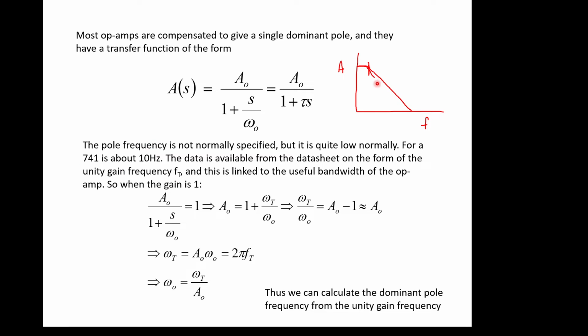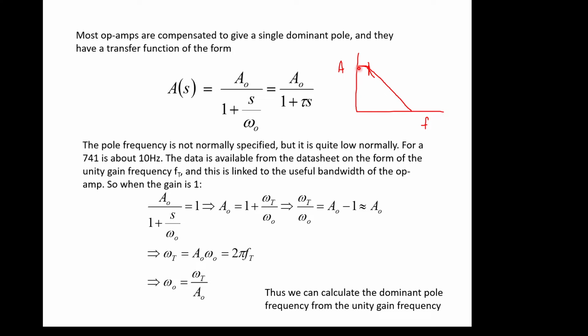Now, it'd be nice to know where this pole frequency is, but it's not normally specified on data sheets, and it's quite low. For a 741 it's about 10 Hertz. So at 10 Hertz this gain is starting to fall away, but remember this gain here is 200,000 or so. So it's got a long way to fall before the gain is low.